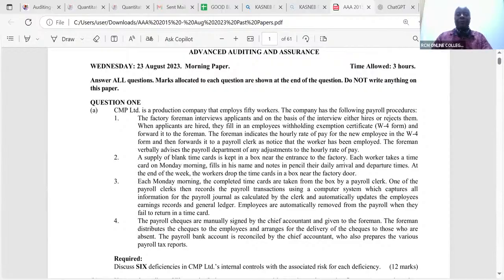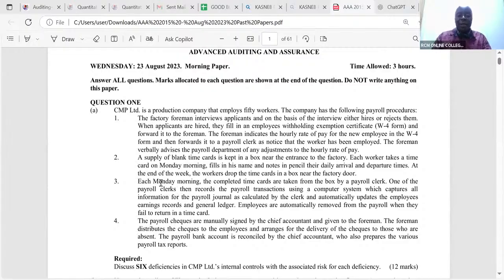We are together. Some of these things really give you very easy questions. Even when a student comes after an exam and tells me that Mwalimu, I have failed, it can't be audit and assurance. It can't be advanced auditing and assurance. This is a very, very basic paper.